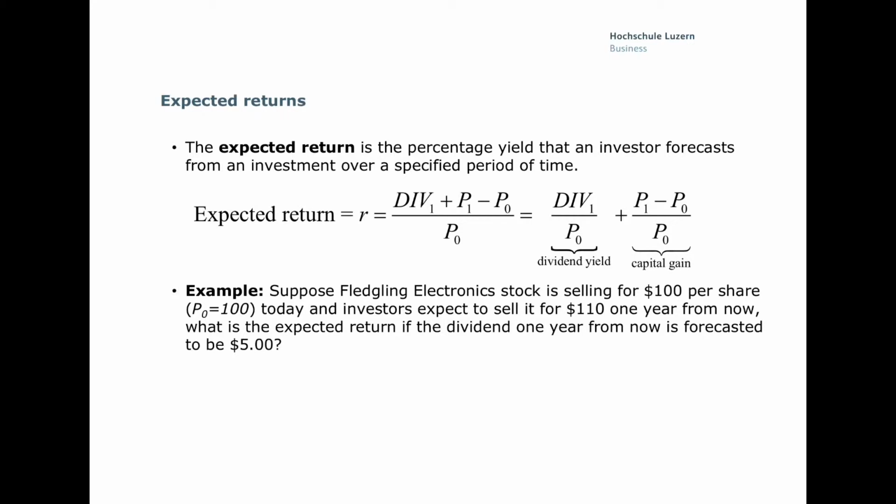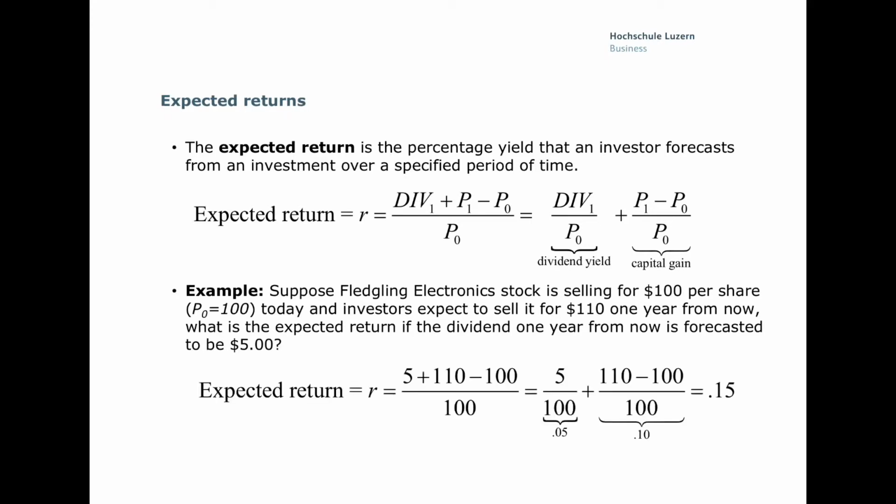Suppose for the purpose that Fledgling Electronic stock is selling for $100 per share today, and investors expect to sell it for $110 1 year from now. Assume that the dividend is forecasted to be $5. Using these numbers and substituted into our formula yields an expected return of 15%, where 5% are due to the dividend payment, the so-called dividend yield, and 10% can be attributed to the capital gain of 10.